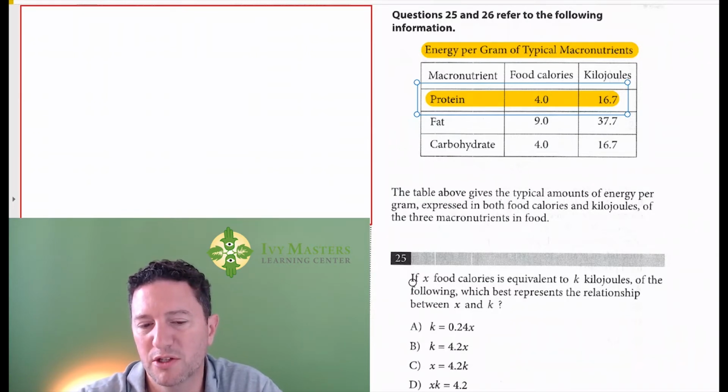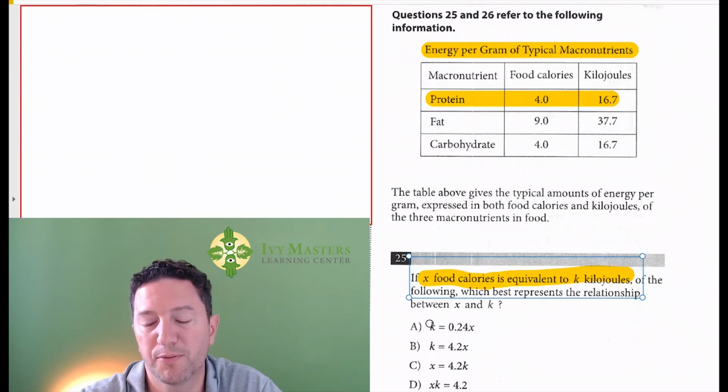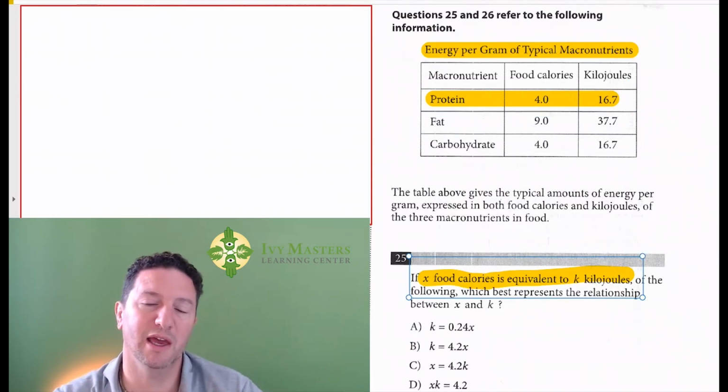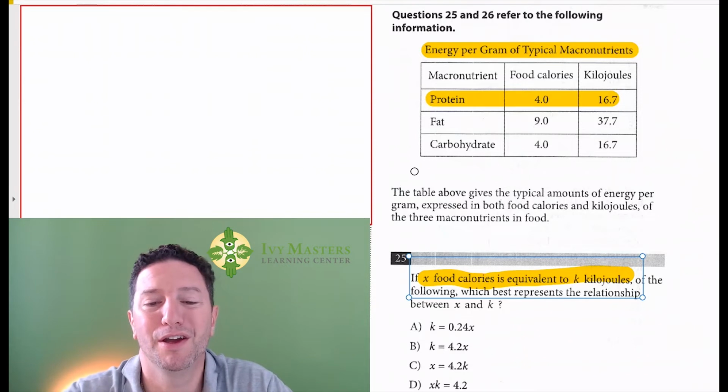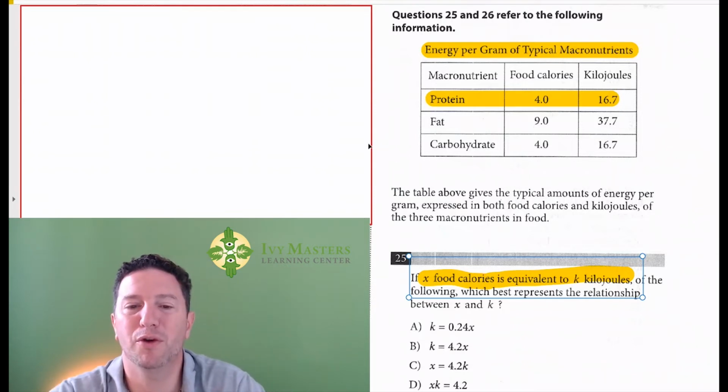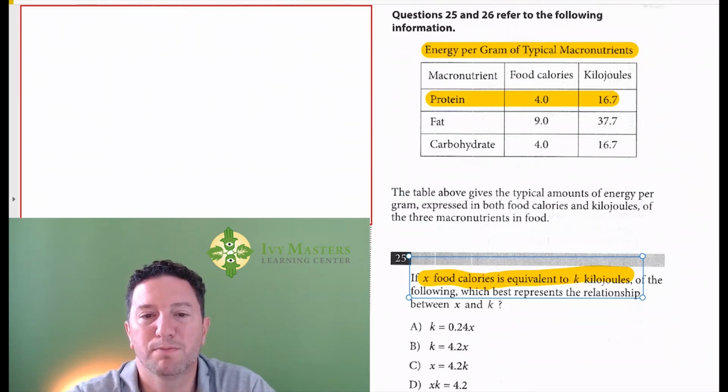And then we get to question 25. You always want to underline what stuff stands for. X food calories is equivalent to K kilojoules. Which of the following represents the relationship between X and K? So simply put, you could just plug these in if you're not sure. You could just plug them in. So let's test out protein. If we plug 4 in for X because it's food calories, we should get 16.7.